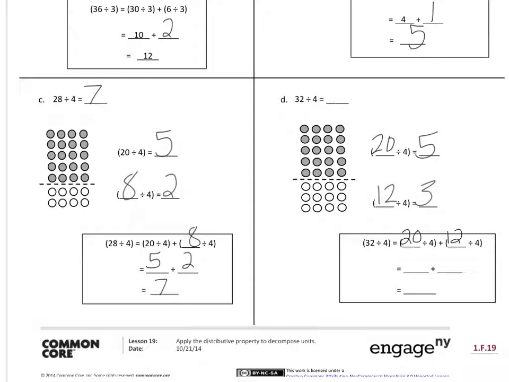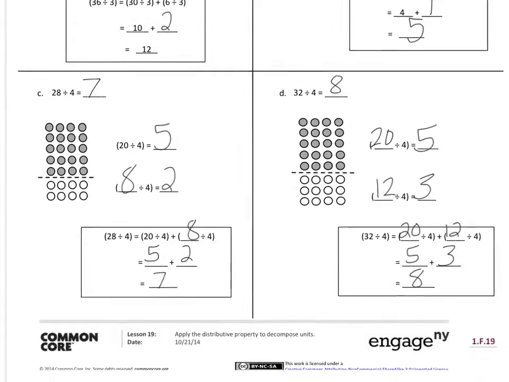I also already know my answers. 20 divided by 4 I said was 5, and 12 divided by 4 I said was 3. So I'm just taking the information that I've already done and I'm rewriting it in the box. 5 plus 3 equals 8. So that means that 32 divided by 4 equals 8.